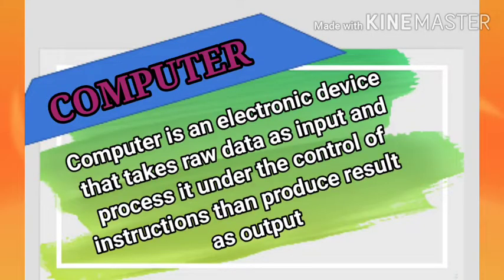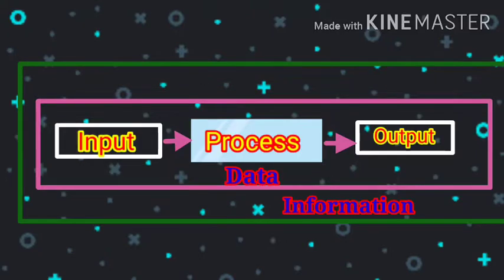Okay, next we will learn what is meant by the term computer. A computer is an electronic device, as we know already. This device gets input from the user to process the data. Once the process is completed, it produces the result in the form of output.